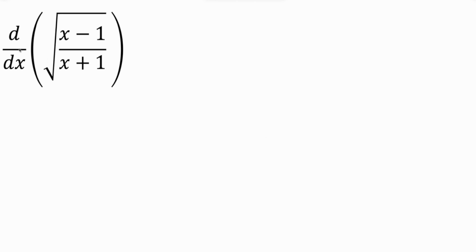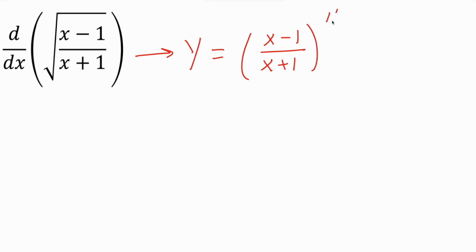Okay, in this video, we're going to solve this problem right here, and so let's begin. First, what I'm going to do is rewrite what we have. We can say we have y is equal to (x minus 1 divided by x plus 1) raised to 1/2. And then we can put natural log on both sides.